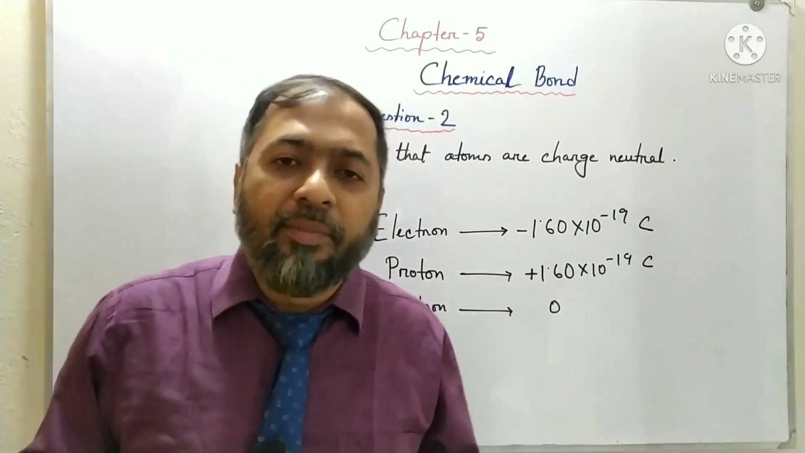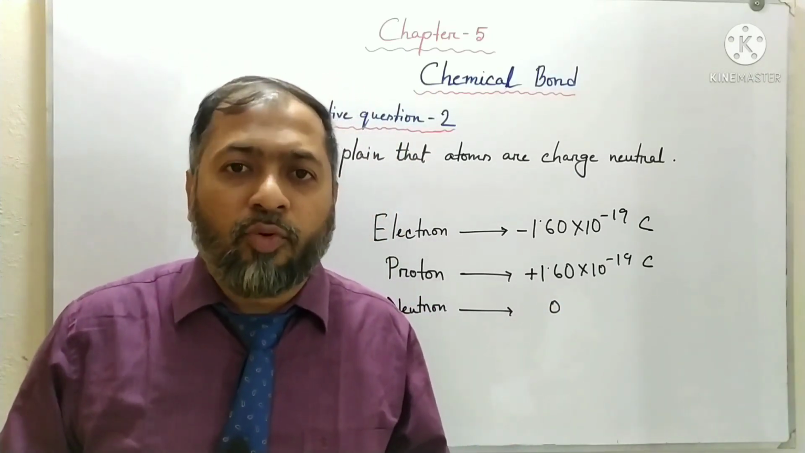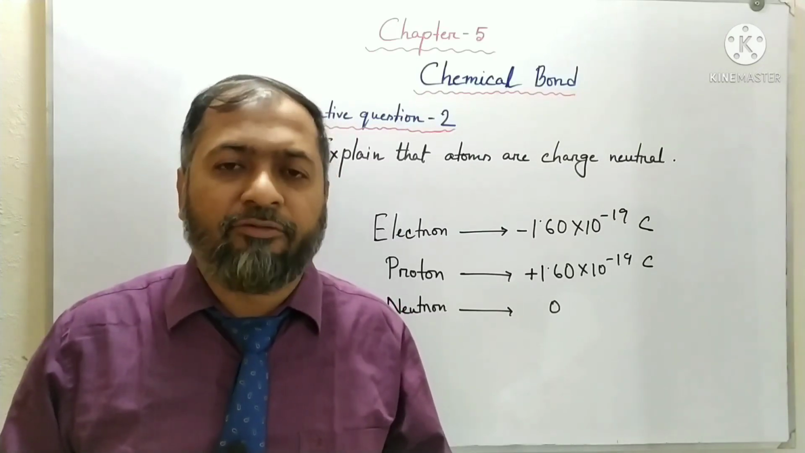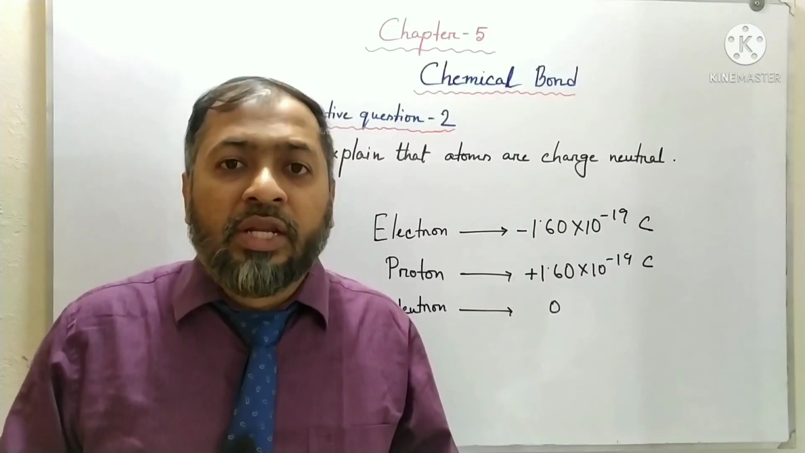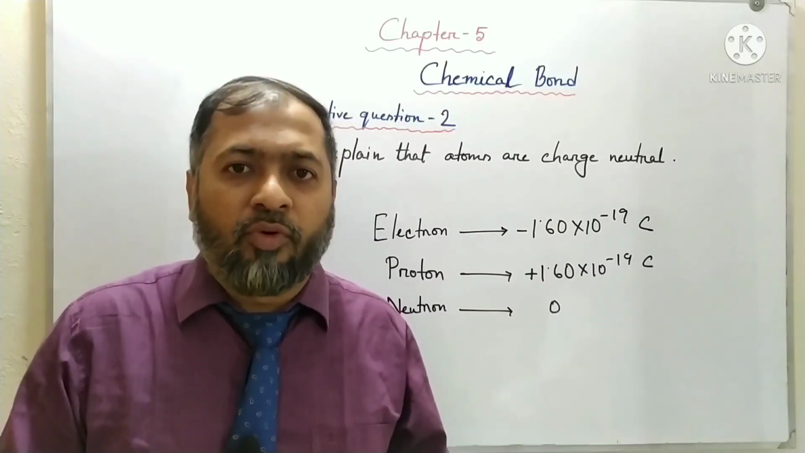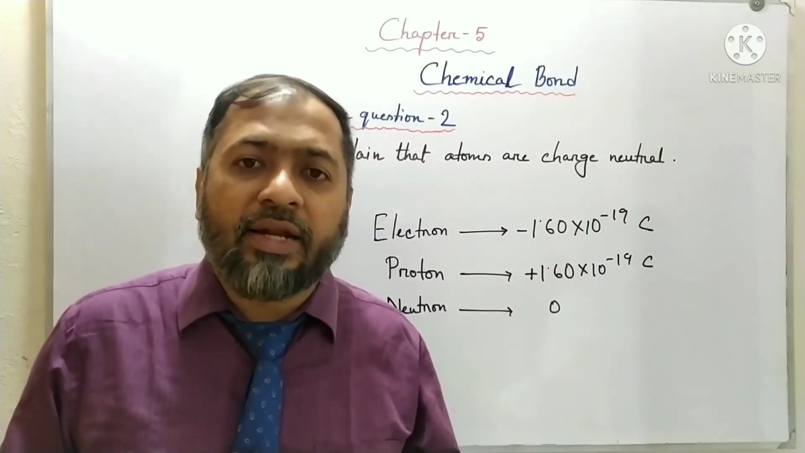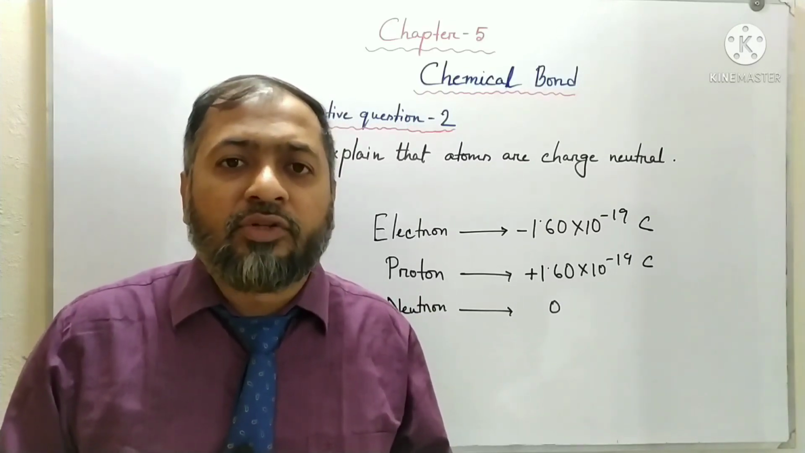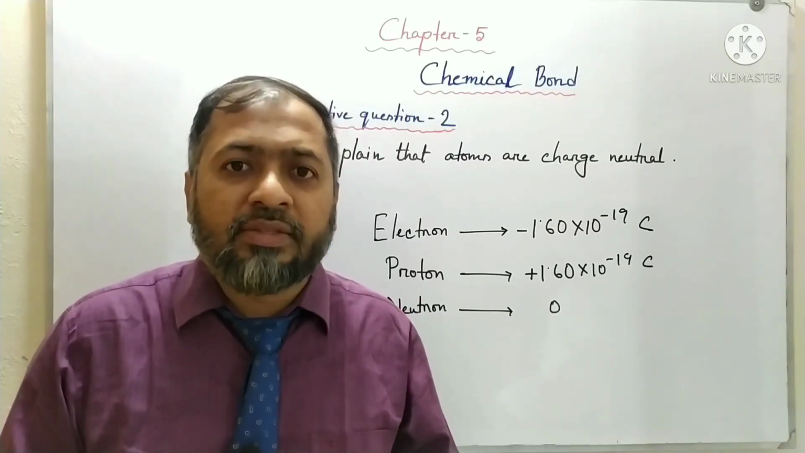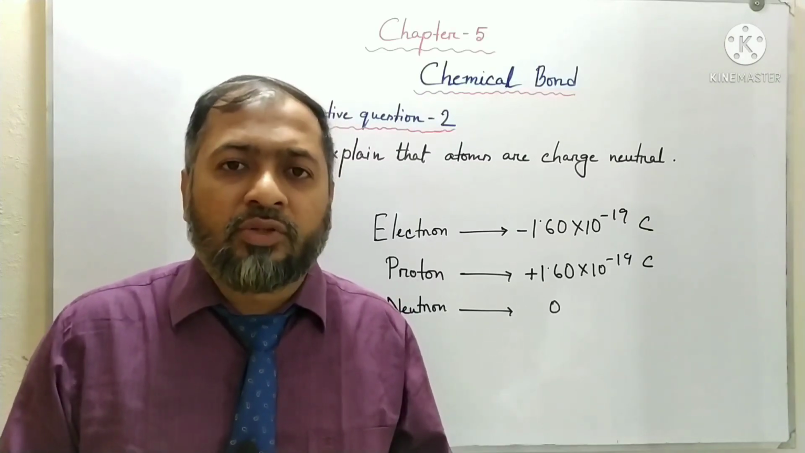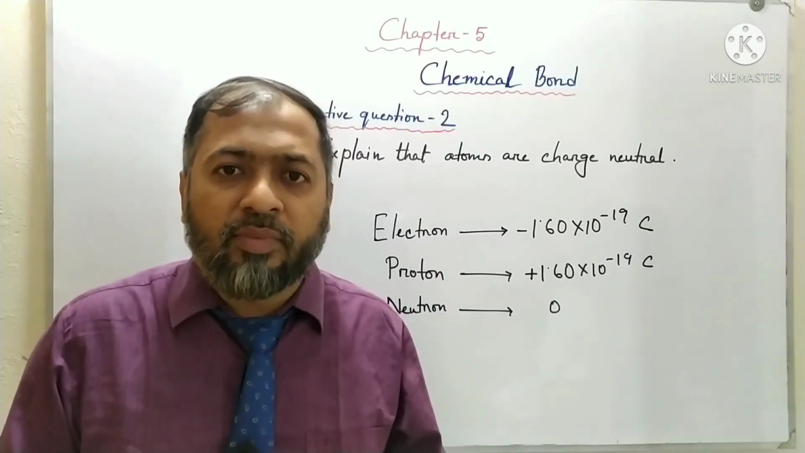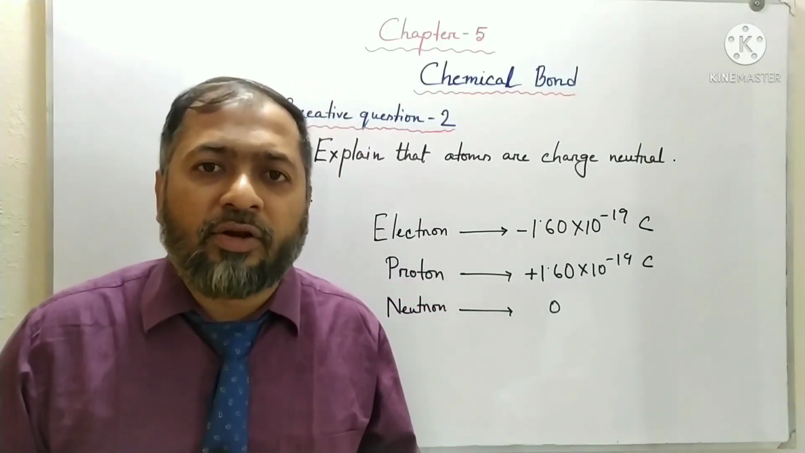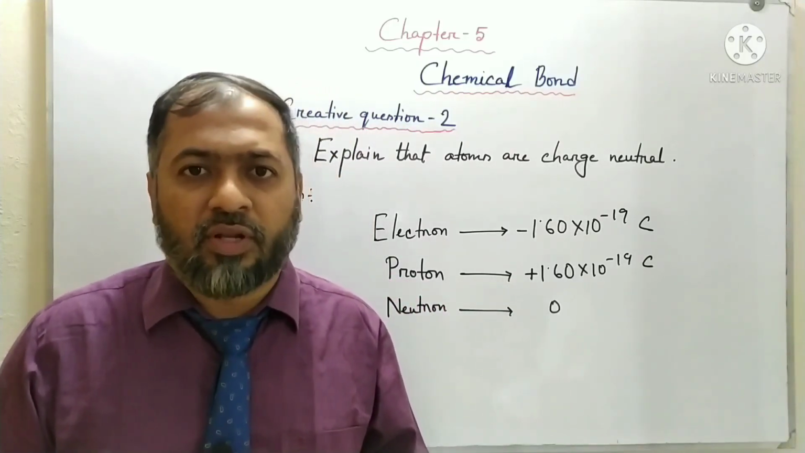We know that in every atom the total number of protons and the total number of electrons is equal. Therefore all the protons neutralize the charge of the electrons. On the other hand, all the electrons neutralize the charge of the protons. Therefore, the total charge of an atom is 0, or the total charge of an atom is neutral. So this is why the charge of an atom is 0 or neutral.